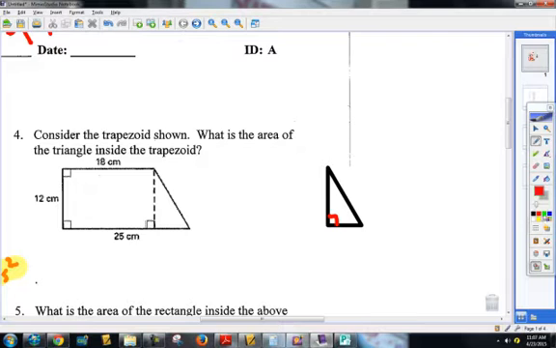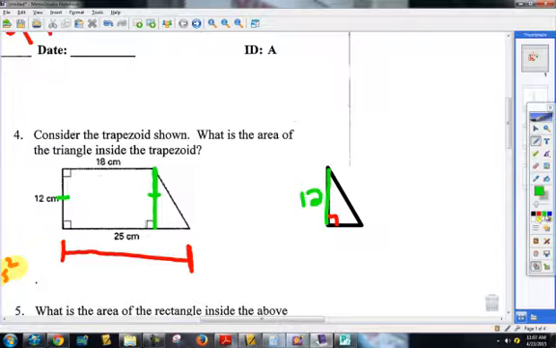So first thing I'm going to do is I'm going to try to figure out that height right there. And I'm going to look at it and say, okay, well, if I'm looking for that right there, when I have a parallelogram, which a rectangle is a parallelogram, aren't opposite sides congruent, guys? Yes. So isn't the height of that triangle got to be 12 centimeters? Yes. Okay. Then I look at my base. Well, if I know that the base from here all the way to here, the base of the trapezoid, is 25.